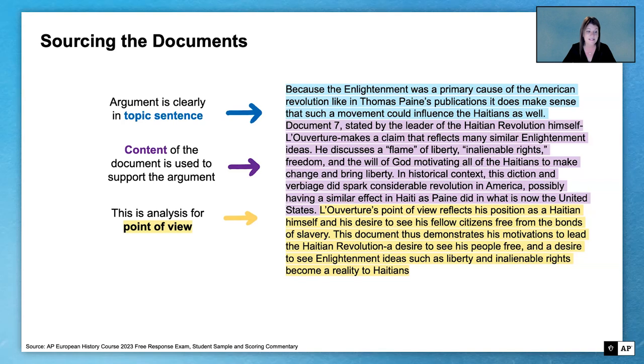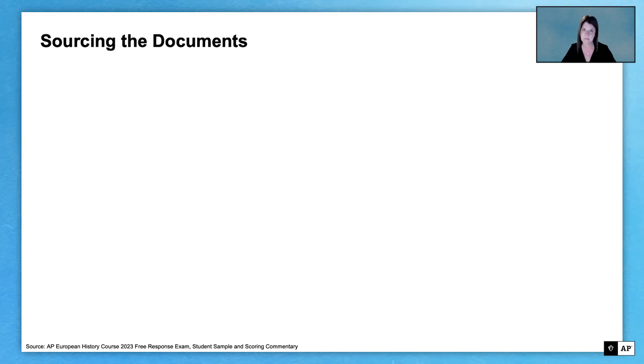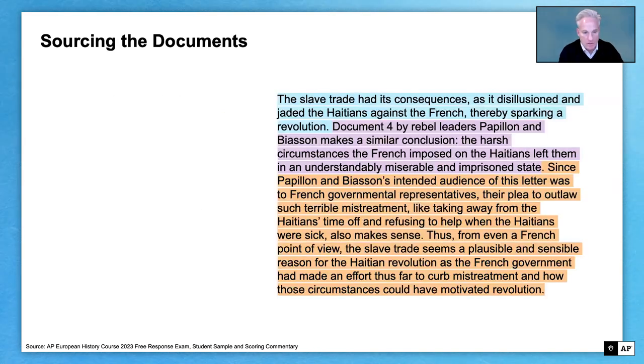So in the analysis for point of view at the end, the student has also brought this back to the argument. It's a really nice example for point of view, well explained and definitely part of the argument. So really nicely done. This next sample is again from the same response, but now this is a different part, and they're going to work on sourcing again.